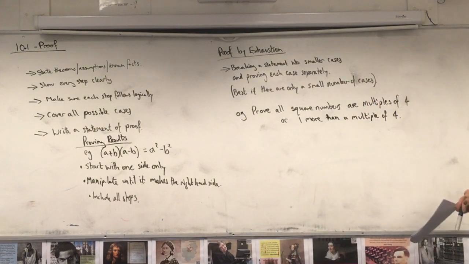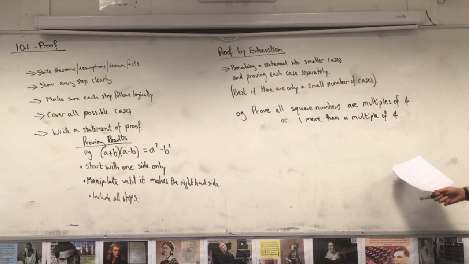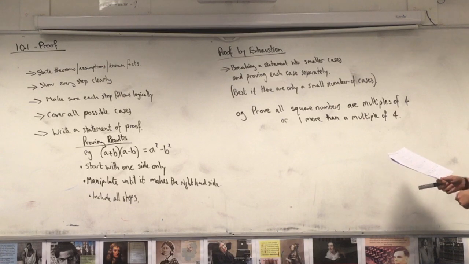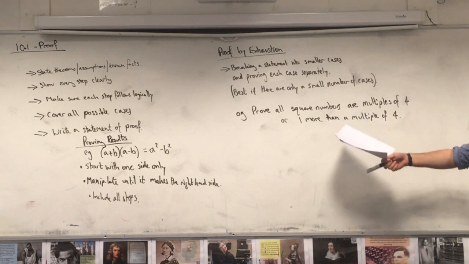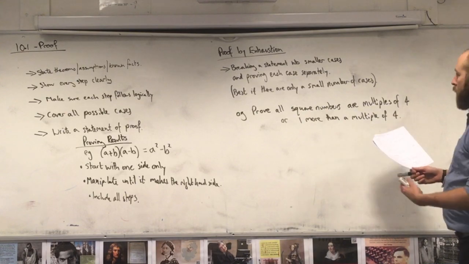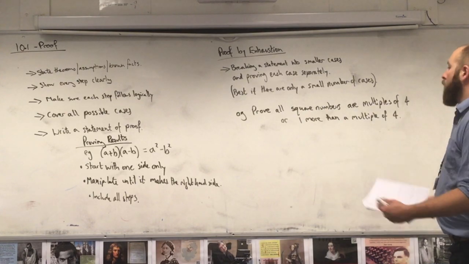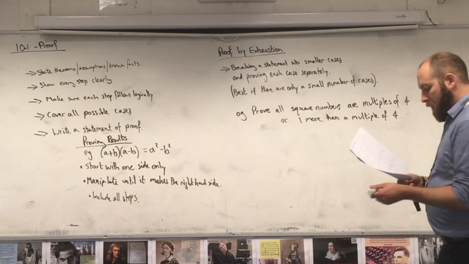So prove all the square numbers are multiples of 4 or one more than a multiple of 4. Now that statement has two cases. It has odds and evens. So we're going to go through the two cases, prove each one separately, thus proving the overall statement.